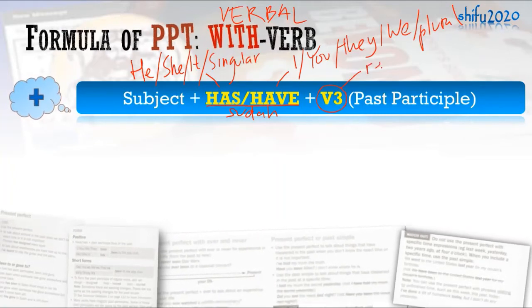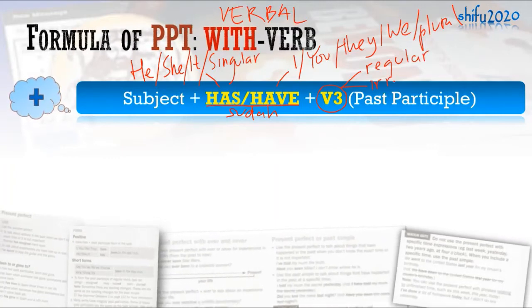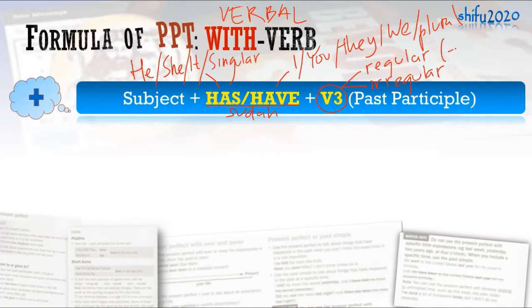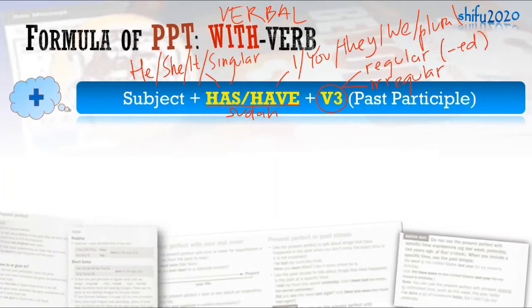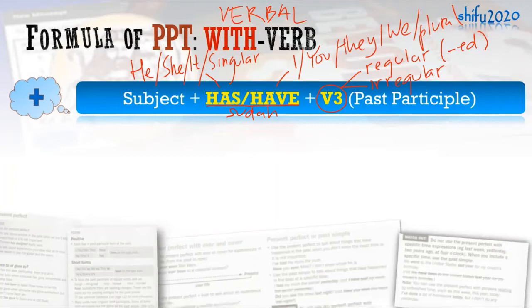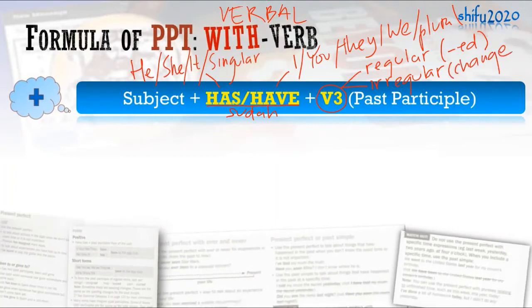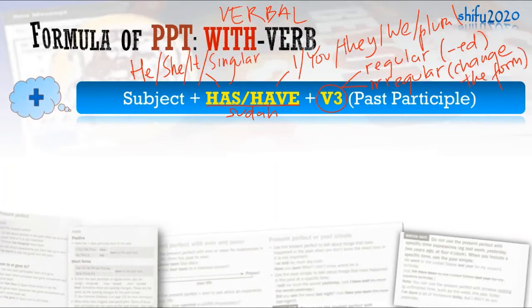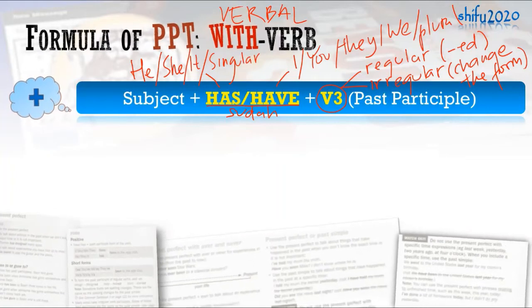Remember, you have regular form and irregular form. Regular means you have to add d or ed. Okay, visit, visited, visited. Finish, finished, finished. While the irregular, you have to remember those in your textbook, the one that you have to change the form. Okay, do, did, done. Go, went, gone.